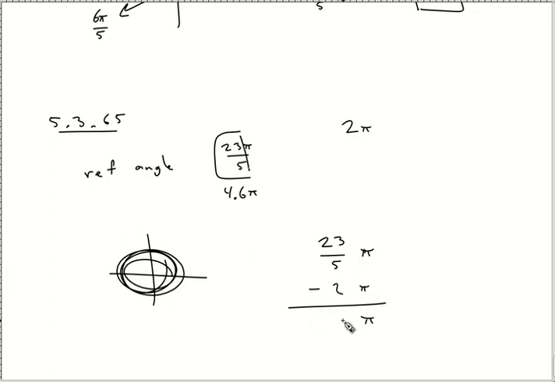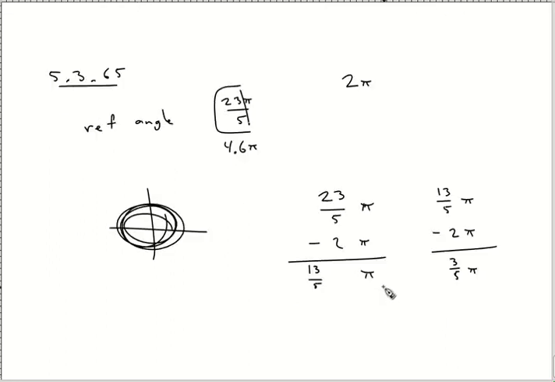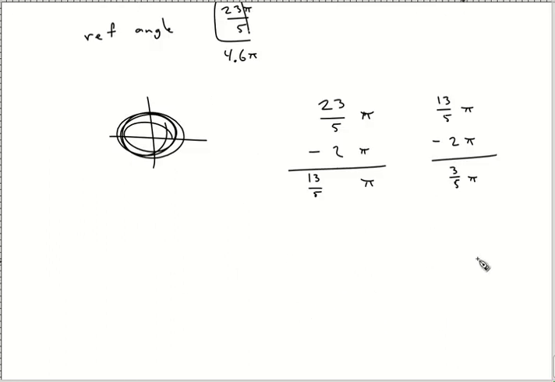So, hold on. 23 over 5, and then minus the 2 gives me 13 over 5. Is that within 2? No. So do it again. 13 over 5 pi minus the 2 pi again. So 13 divided by 5 minus the 2 is 3/5 pi. And that's definitely within the first revolution.